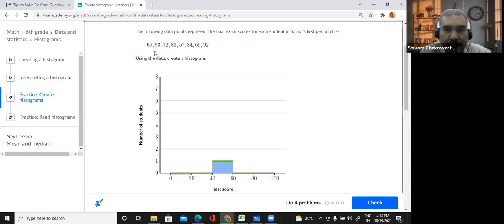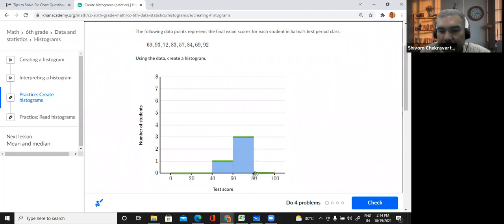Then 60 to 80. Within 60 to 80, how many numbers are there? One is there, 69. Second is 72. There is one more 69, so that becomes 3. Okay, just check if I'm doing right or wrong. It will help if you arrange it in ascending order, and start crossing out whichever number is over. So 69 is over, 72 is over, 57 is over, and then again 69 is over.